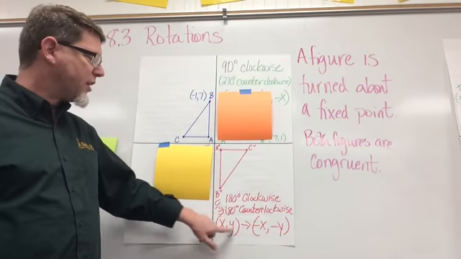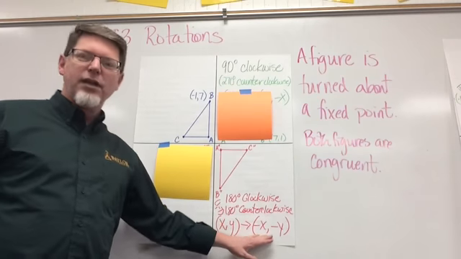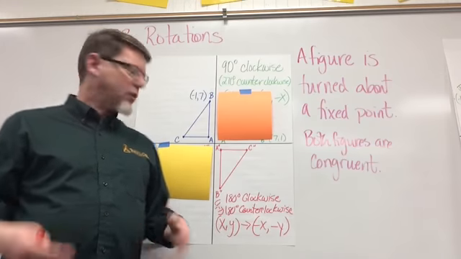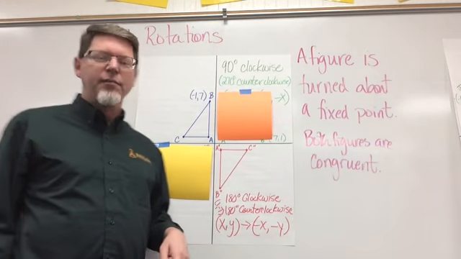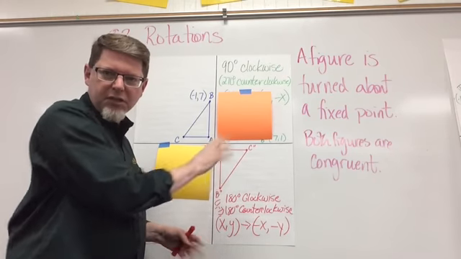So whatever my original x and y was, if I need to know a 180-degree rotation, then it's going to be the opposite of that x and the opposite of that y to give me the new point, or in this case, B double prime. I put double prime on here because this is the second rotation. Didn't want you to get confused.